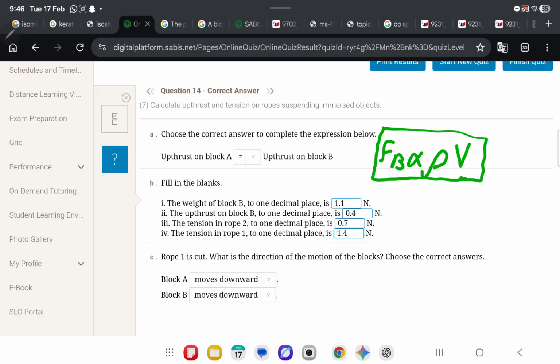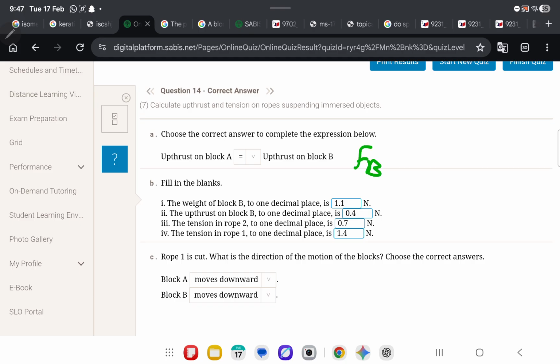So since they are identical blocks, they have the same density, right? And they have the same dimensions, meaning they will displace the exact same volume, right? So what does that mean? Their buoyant force will remain the exact same, because again, they're displacing the exact same volume. They have the exact same density because they're the exact same material. And since they have the same dimensions, they're gonna displace the exact same volume. So since gravity is a constant, I can say that the FB on A is equal to the FB on B, right? So, done. That's part A.